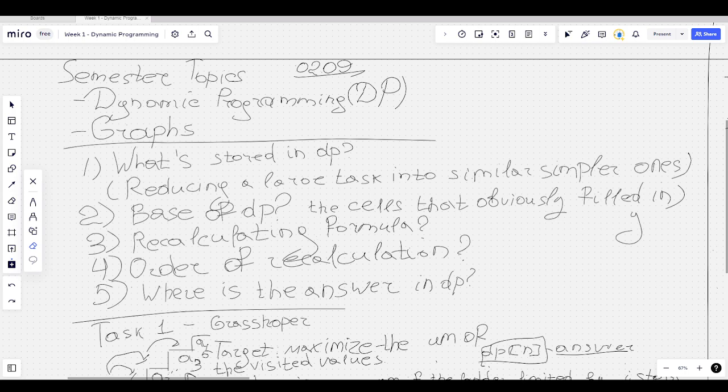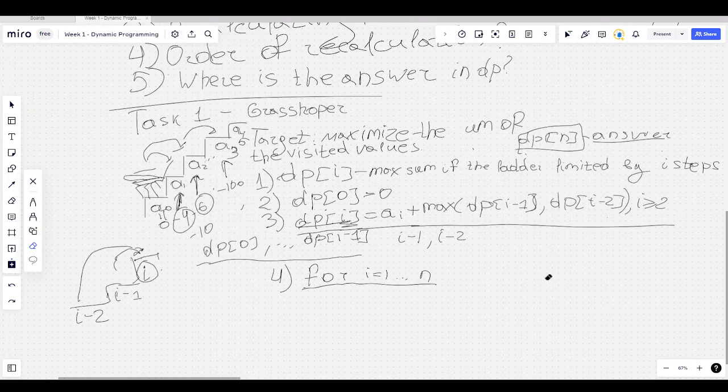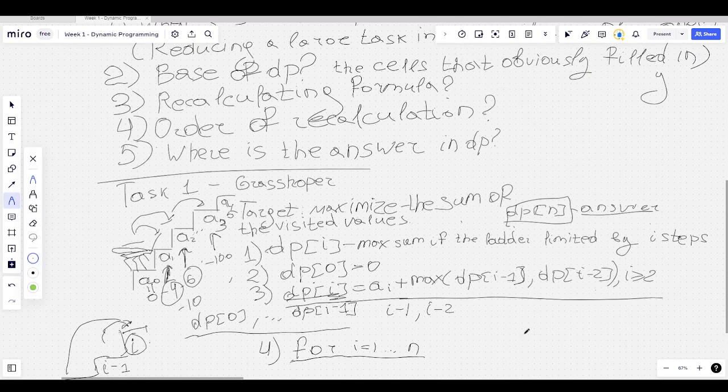So let's move on to the tasks. The first task is about a grasshopper. There is a grasshopper that jumps only one or two steps, and it takes the number and sums it up. So the target is to maximize the sum of the visited values. Okay, this task can be solved using DP.